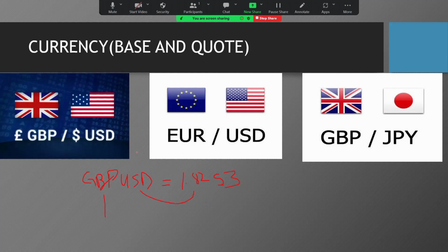That is the meaning. So this is the base currency, and this is the quote currency. The first currency in a currency pair is called the base, and the second currency is called the quote. So in Euro USD now, Euro is the base, USD is the quote. In GBP JPY now, GBP is the base, JPY is the quote. I hope that is clear.